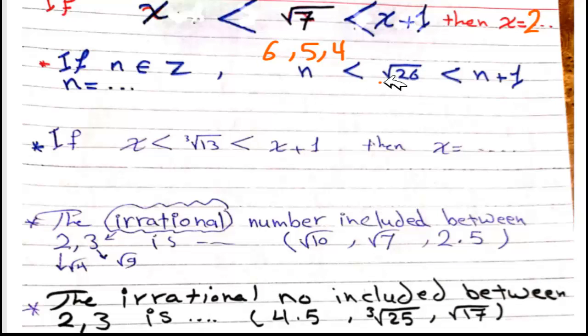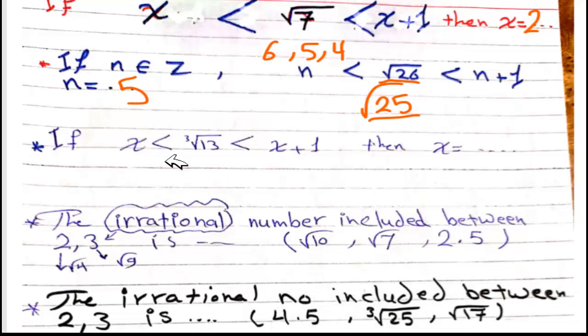Square root of 26. If n belongs to Z, the integer numbers, and root 26 is between n and n plus 1, he wants the value of n. Before 26 you have 25. Is 25 a perfect square? Yes, because its square root is 5. So n equals 5. I finished. If you use your calculator, you will find the square root of 26 is 5 point something.